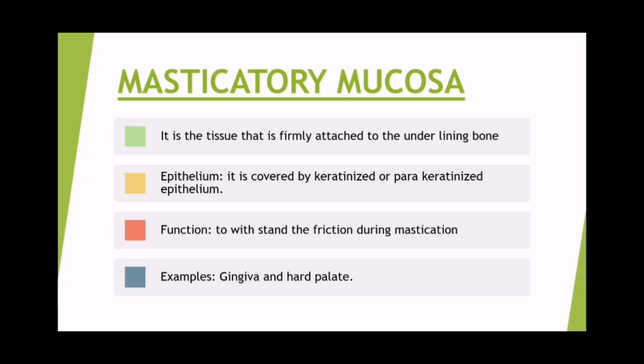Masticatory mucosa is a tissue that is firmly attached to the underlying bone. It is covered by keratinized or parakeratinized epithelium. Masticatory mucosa helps in mastication, so it needs such firmness to bear the masticatory load. For this, it is covered by keratin layers on its epithelium, which function to withstand the friction during mastication. Examples are the gingiva and the hard palate.